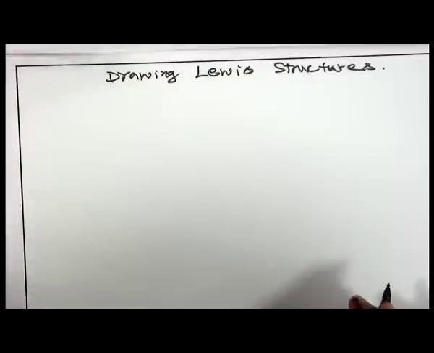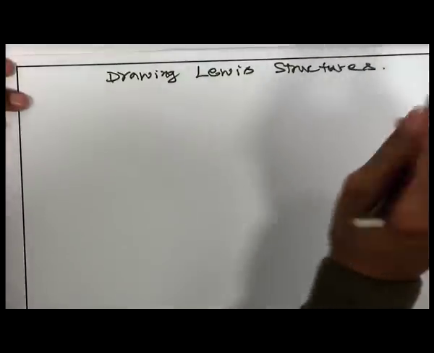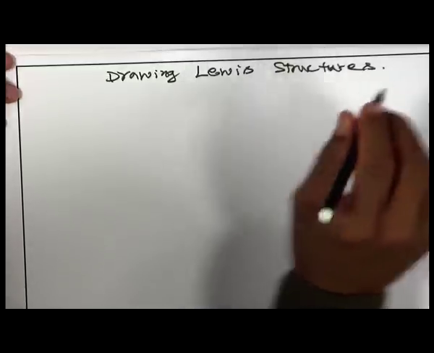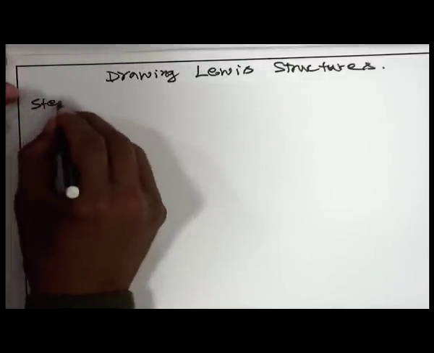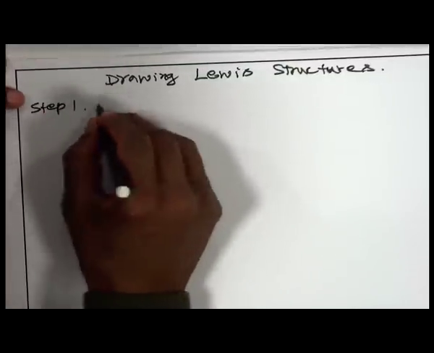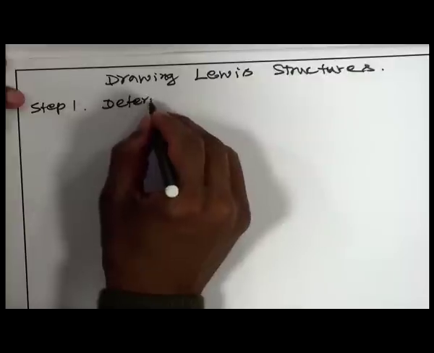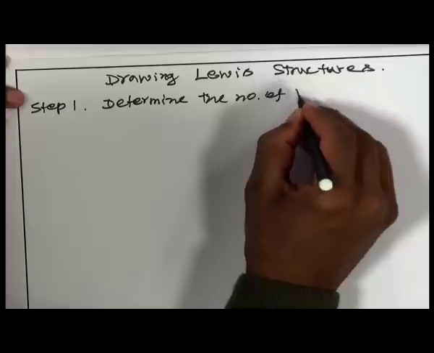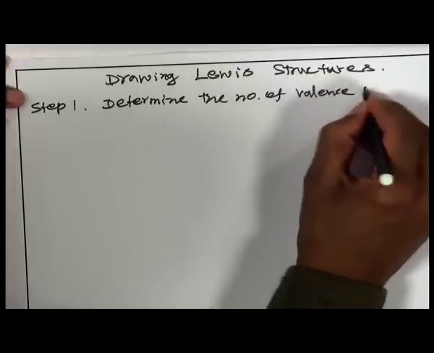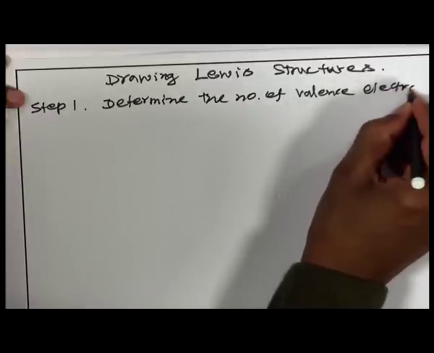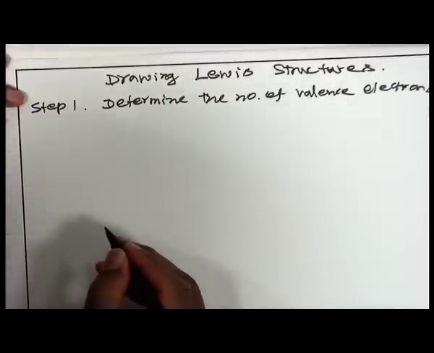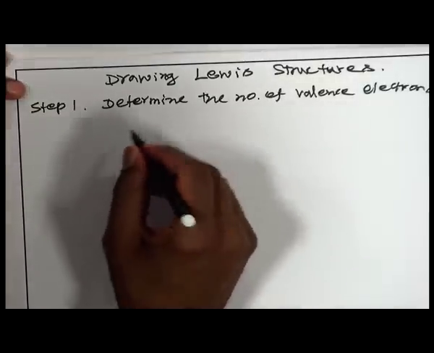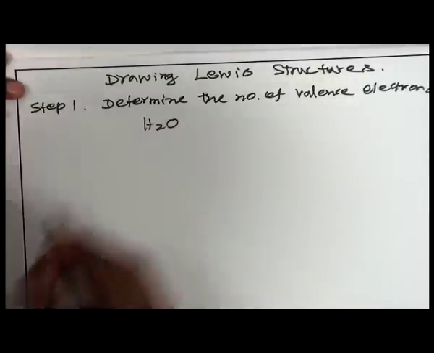To draw a Lewis structure, you must first count the number of valence electrons of each atom in a molecule. Step 1: determine the number of valence electrons. That means you have to count the valence electrons for each element. For example, water, H2O.